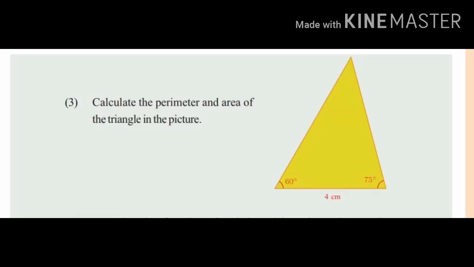Next question: calculate the perimeter and area of the triangle in the picture. One triangle is given with one side as 4 cm, and two angles are also given.